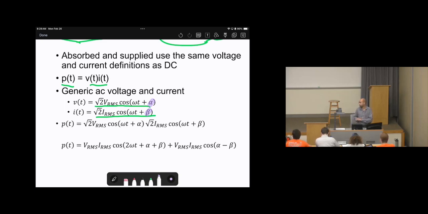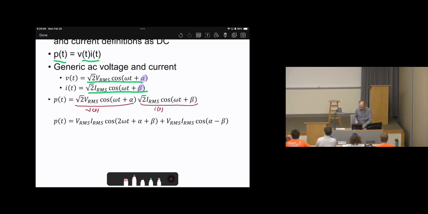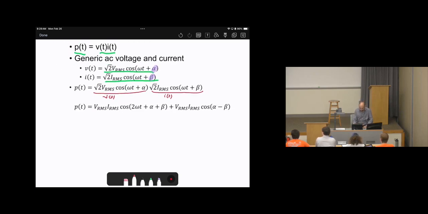Then let's do the multiplication, because the power equals V times I. So this is V of t, this is I of t. After we do the multiplication, we can apply some trigonometric identities, like cosine A times cosine B will be cosine A plus B plus cosine A minus B. So after making simplifications, we end up having this final expression. This is the final expression for the instantaneous power.